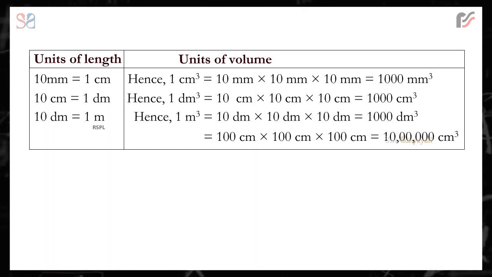Hence, 1 cubic decimeter is equal to 10 centimeter into 10 centimeter into 10 centimeter, which is equal to 1000 cubic centimeter. Hence, 1 cubic meter is equal to 10 decimeter into 10 decimeter into 10 decimeter, which is equal to 1000 cubic decimeter. This is equal to 100 centimeter into 100 centimeter into 100 centimeter. This is equal to 10 lakh cubic centimeter.